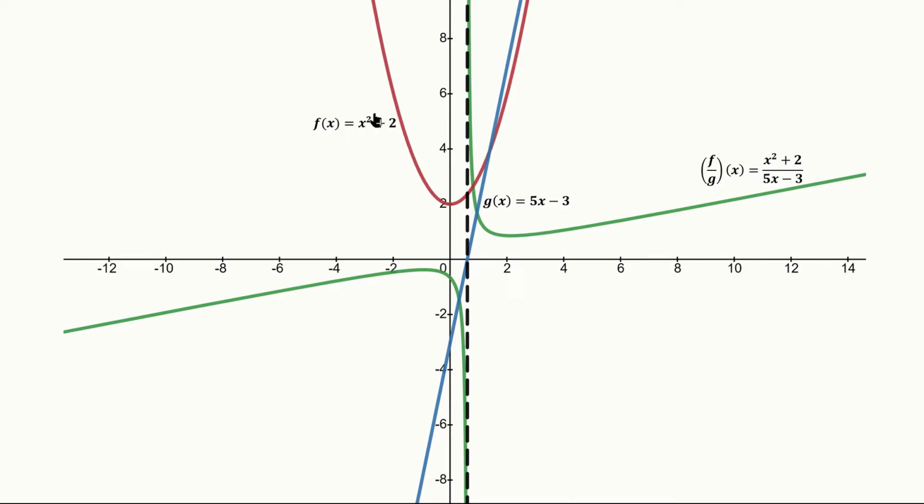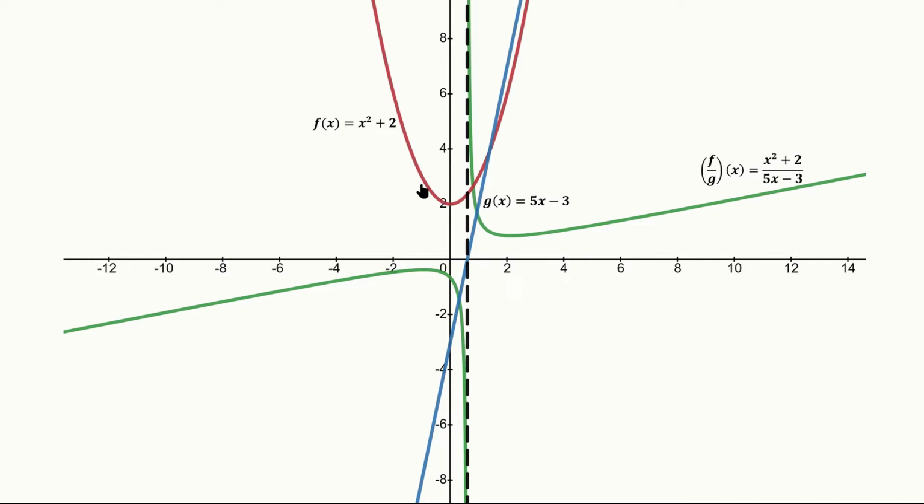It is for this function. No problem. 3/5 causes no problem for that function. It's where the x-intercept is, where it crosses the x-axis. However, when you divide the two functions, then 3/5 becomes problematic, because that's where this fraction would blow up.